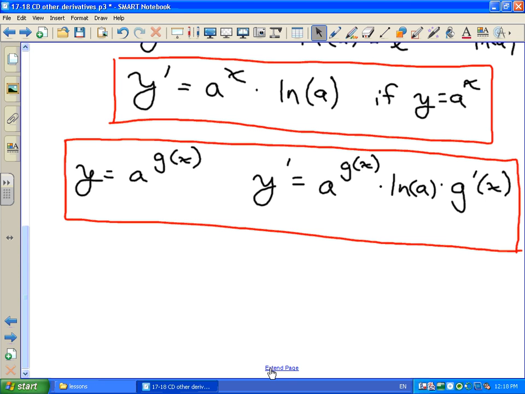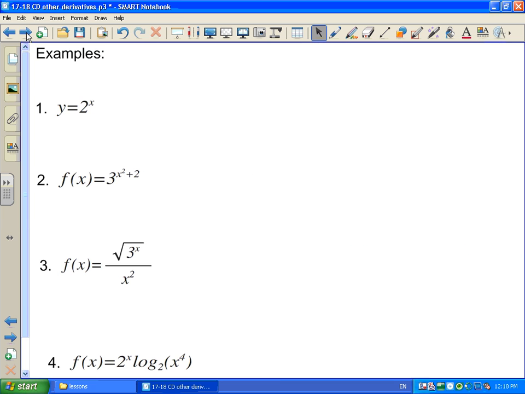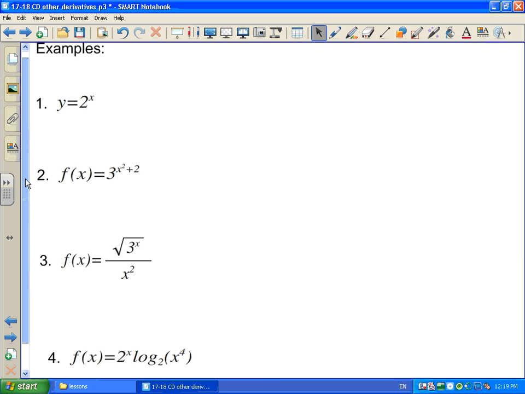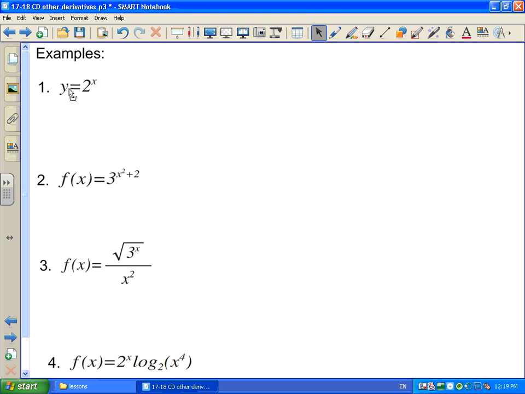Okay? So let's take a look at, let's do a couple of quick examples here. I got 4 of them here. Let's do 3 of them maybe. The first one is super short here.